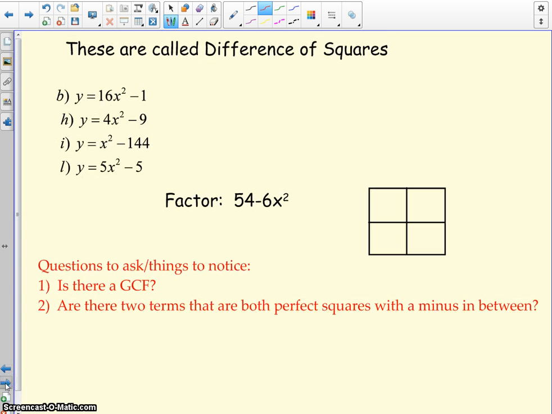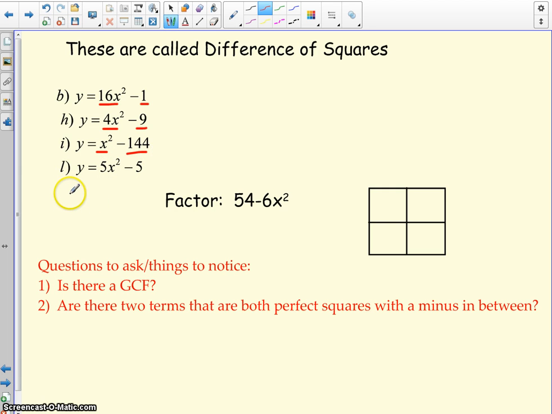Okay, next type of factoring that you might have recognized, these are the ones that you noticed didn't have any b values. Okay, so it meant there was a b value of 0 in your equation. And you notice a lot of those, we also had perfect squares in there. So you had a perfect square with 16x squared, a perfect square with 1. Perfect square with 4x squared, perfect square with 9. X squared, 144, both perfect squares.